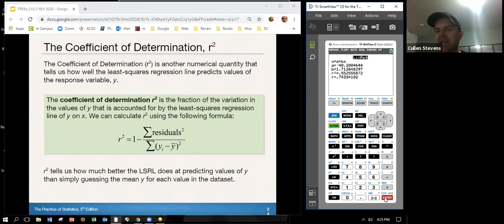We're going to interpret that a little bit more in context. But that is really cool. Okay, R squared, the coefficient of determination. R squared basically tells us how much better the least squares regression line does at predicting the values of y than simply guessing the mean y for each value of the data set.